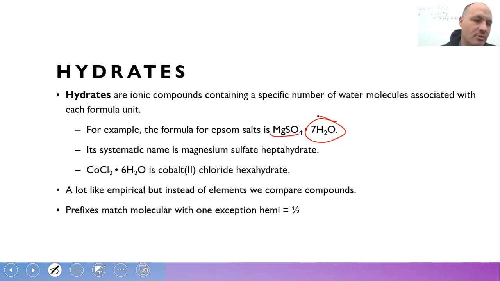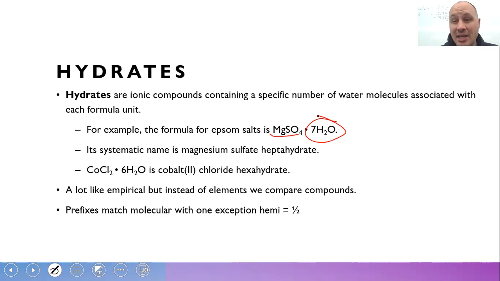The next one, CoCl2 times 6H2O. Cobalt has more than one charge, so we need a Roman numeral. It looks like a +2 charge, so that's cobalt(II) chloride. And then 6 waters is hexahydrate. There is one catch. You can have half a water, and what it really means is 1 water shared between 2 ionic compounds, but we call that a hemihydrate. So it's a half water attachment, kind of weird.